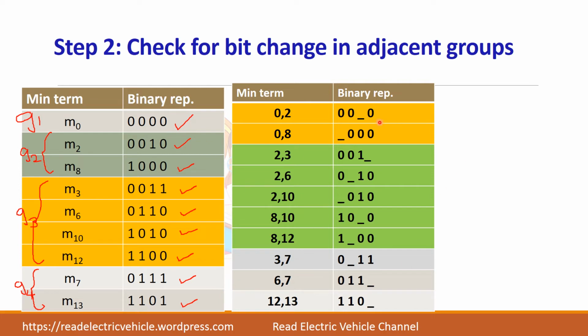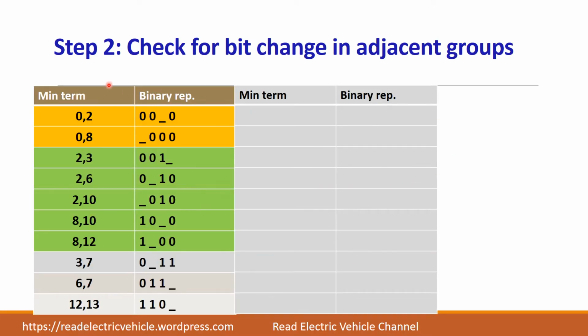Next, we are going to repeat the same procedure and compare this group with the second group for this table also. So we have this table. Here all are zeros, here ones are there, here two ones are there. So this is single one and this is double one. So same procedure, we are comparing 0, 2 and 2, 3.